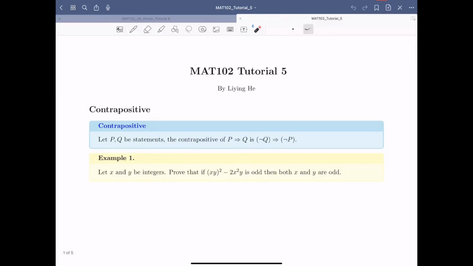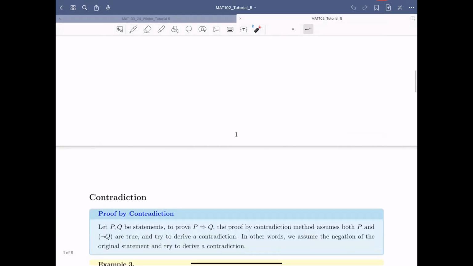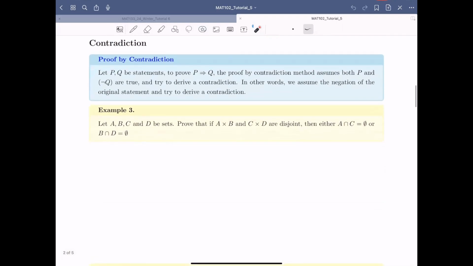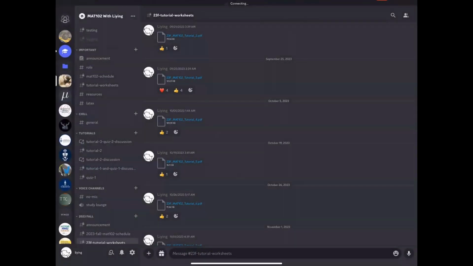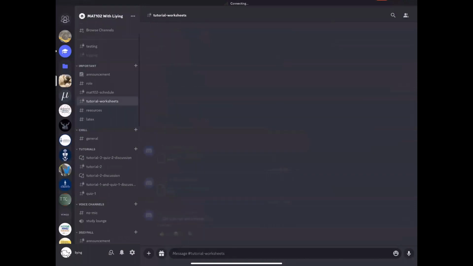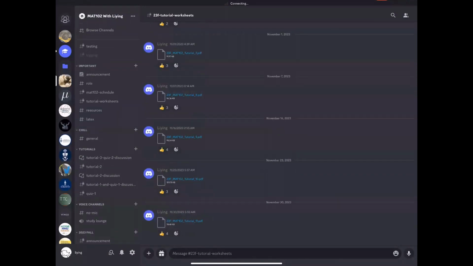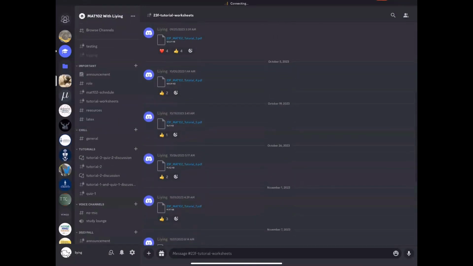Today, we're going to do two tutorials. One will be focusing on contrapositive and contradiction, and the other one, you'll see that it's tutorial 5, which is the first 2 pages. You can see it on Discord. So Discord here, go to the tutorial worksheet. This link will give you this channel, and you go open tutorial 5 and 6.